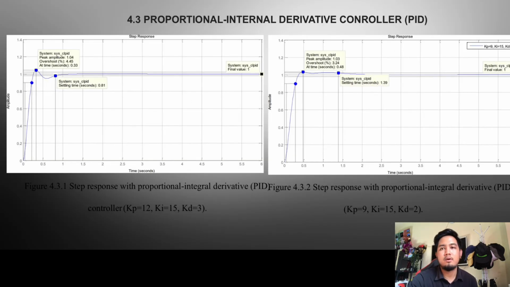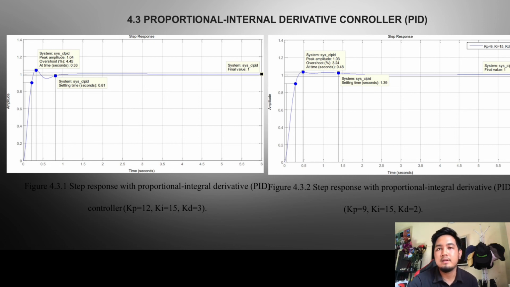Next, we go to 4.3, proportional integral derivative controller, which is PID. The proportional integral and derivative PID controller is depicted in figure 4.3.1 with KP12, KI15 and KD3, with an overshoot of less than 5%, a settling time of less than 2 seconds and a steady state value of 1, which corresponds to the required water level specification. The initial design specifications are met in this case. The rise time is also shortened. In this instance, as a result, the desired design target is met with a PID controller.